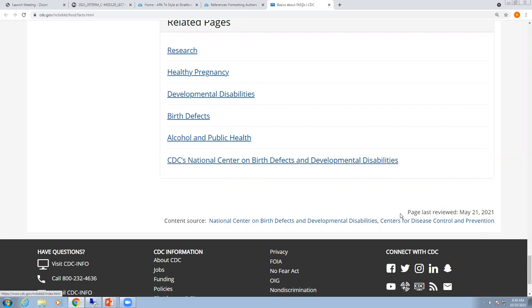Now, there is a date. The page last reviewed May 21st, 2021. Okay. So you could use that as your date, because in the end, when they reviewed it, they may have updated information, which republishes it. So that's the most current up-to-date information.